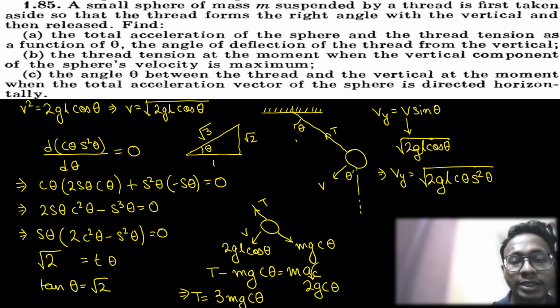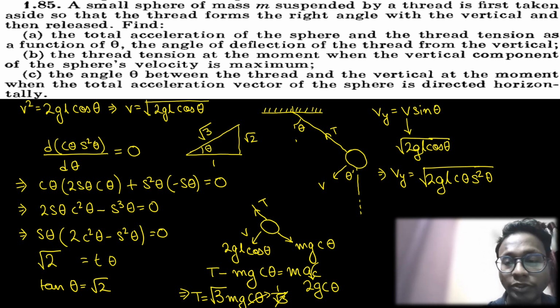So cos theta is nothing but 1 by root 3. Cos theta is nothing but base by hypotenuse, which equals 1 by root 3. So this 3 and this 3 would get cancelled. 3 can be written as root 3 into root 3, no? So root 3 and one of the root 3 would get cancelled. So T is equal to root 3 mg.